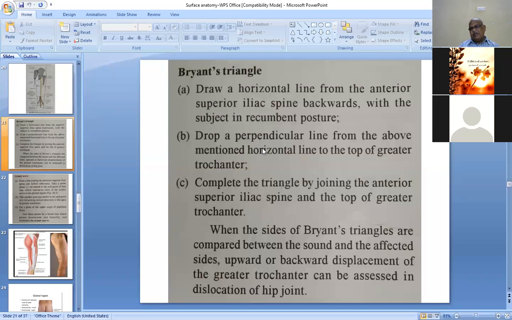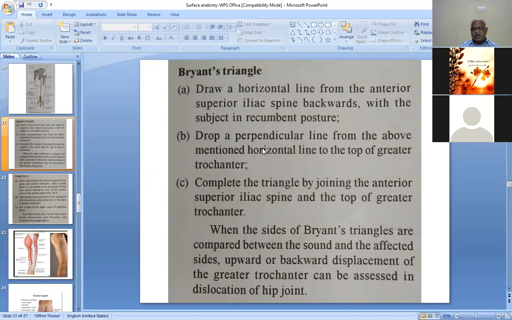This is how surface anatomy is useful in underlying clinical anatomy. To draw the Bryant's triangle, if both sides are the same, both hips are normal. If one side is depressed, then there is a dislocation of the hip joint. So this is a Bryant's triangle.